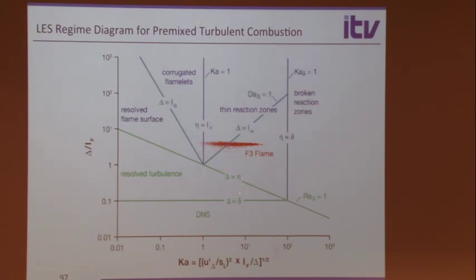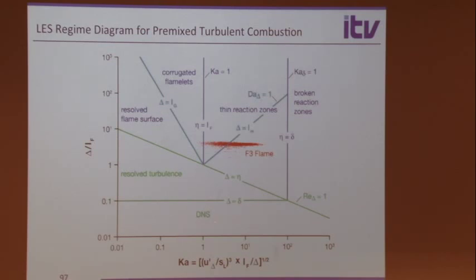Oh, let's say first this line here. If I'm here and I make my filters smaller, at some point I get to a regime where my filter is smaller than the Kolmogorov scale, which means now I resolve all the turbulence. It's called resolved turbulence, but the filter is still larger than the inner layer. So I don't resolve the flame. I resolve the turbulence, but not the flame. So this is resolved turbulence.